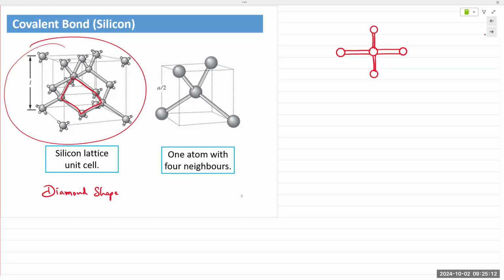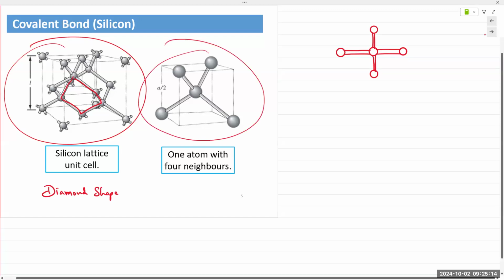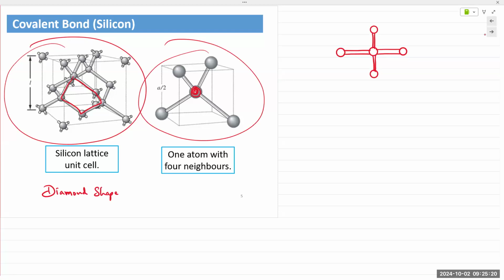And then here, of course, is a close-up of one of the corners. You see 1 atom in the center sharing electrons with its 4 neighbors. Okay, 4 neighbors.